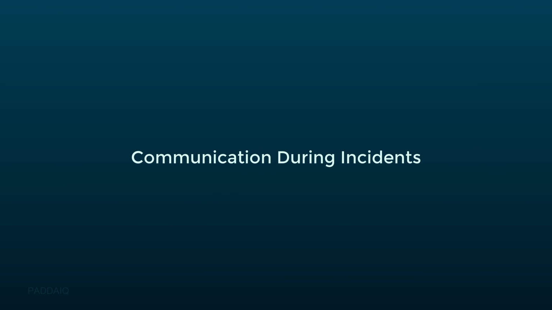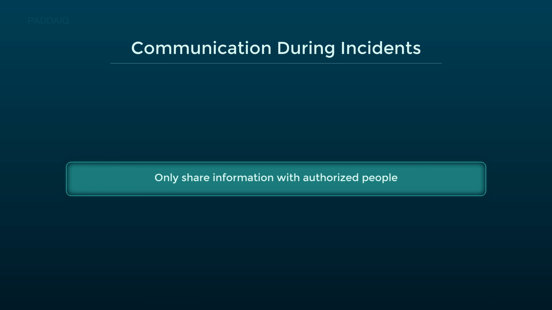Communication during incidents. Only share information with authorized people. This means during an incident, you must confirm who is officially permitted to receive updates before speaking. For example, only provide status details to the designated incident commander or management team, not to curious colleagues. Following this rule protects sensitive information and maintains operational security.